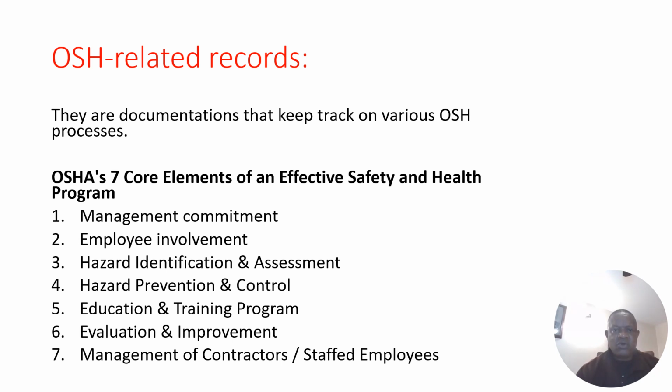There are 7 core elements of an effective safety and health program. Element number 1 is management commitment. Element number 2 is employee involvement. Element number 3 is hazard identification and assessment. Element number 4 is hazard prevention and control. Element number 5 is education and training programs. Element number 6 is evaluation and improvement. And element number 7 is management of contractors and staffed employees.